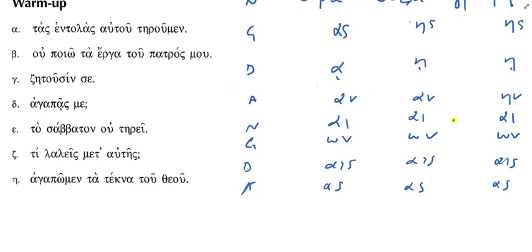Can you do gamma? Gamma. Let's do that. Zetousin, say. Say that with me. Zetousin, say. So what is zetousin? And do you see an identifiable personal ending on there? Does that look familiar to you? Yes. Which person and number is zetousin? That's third plural. What's the lexical form?